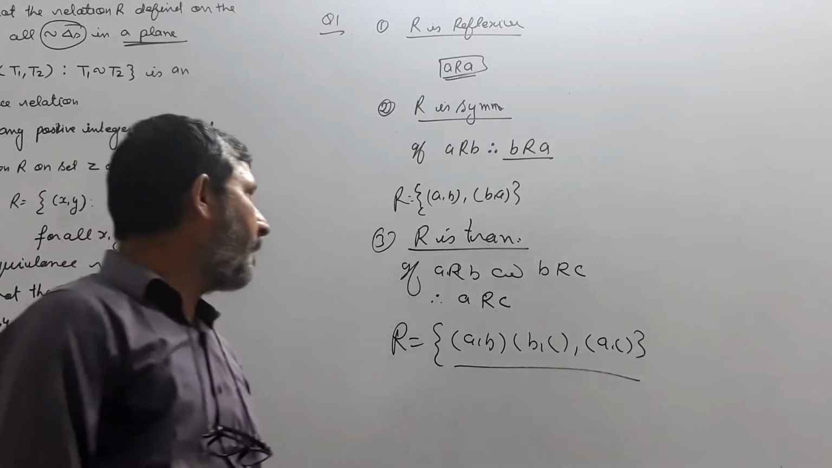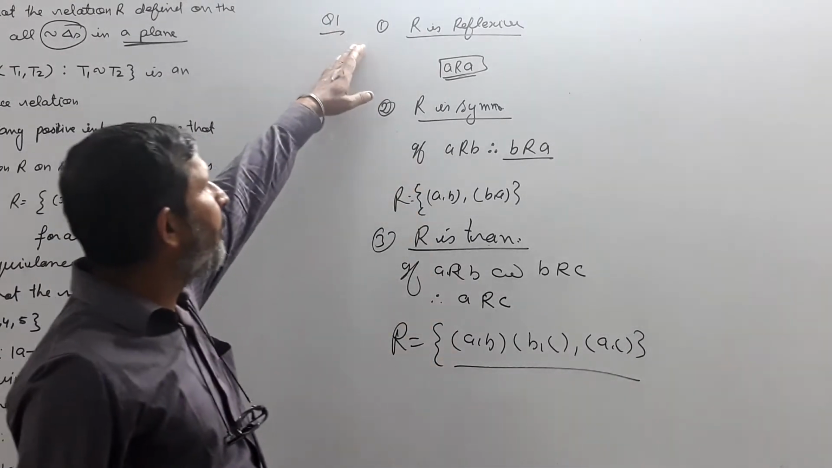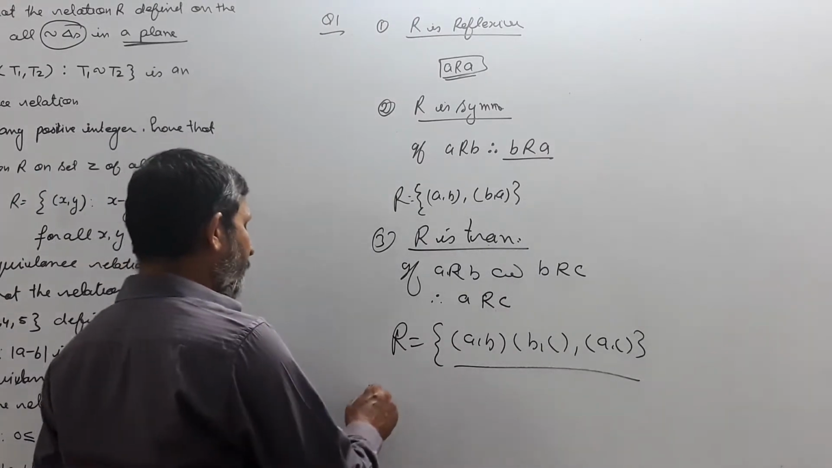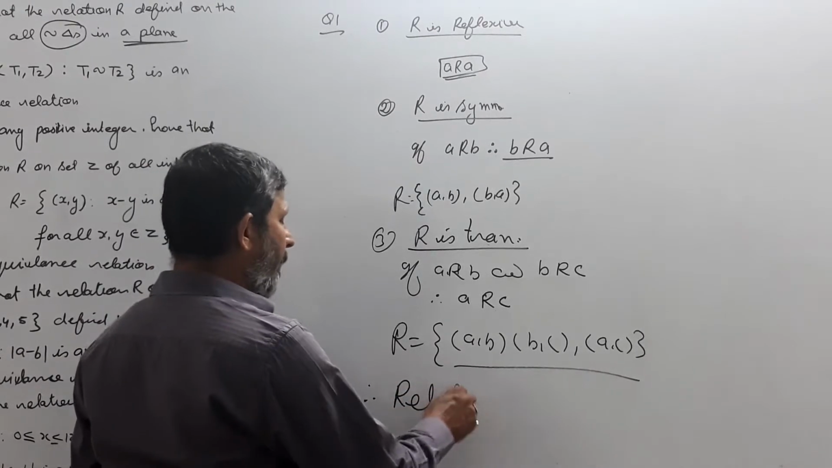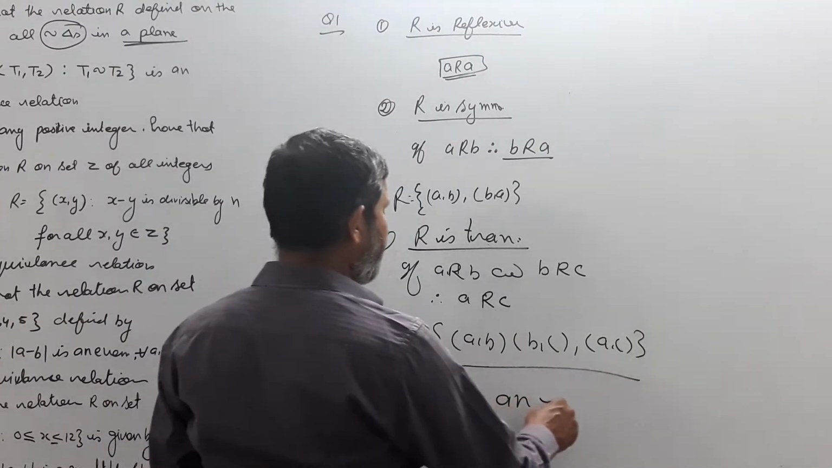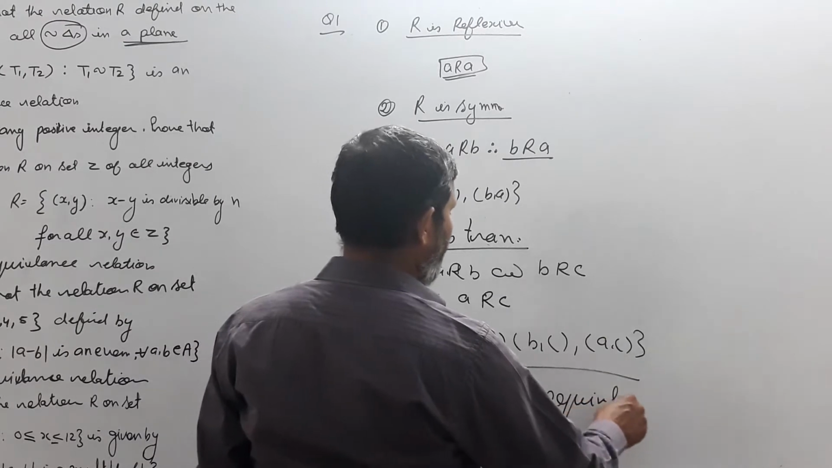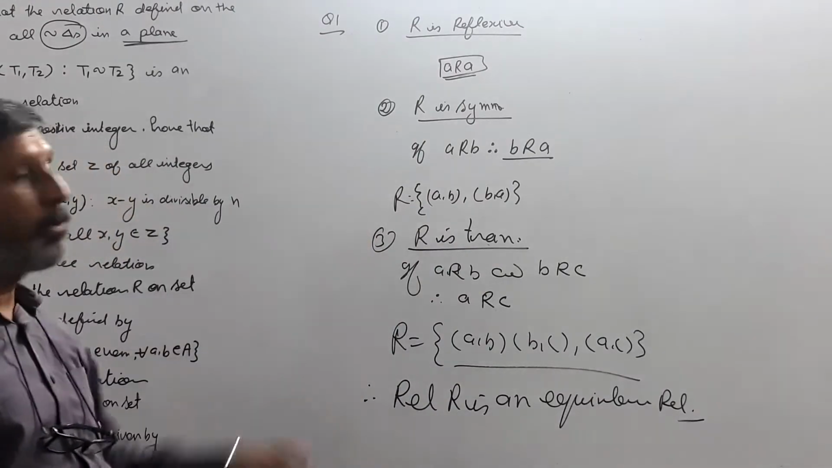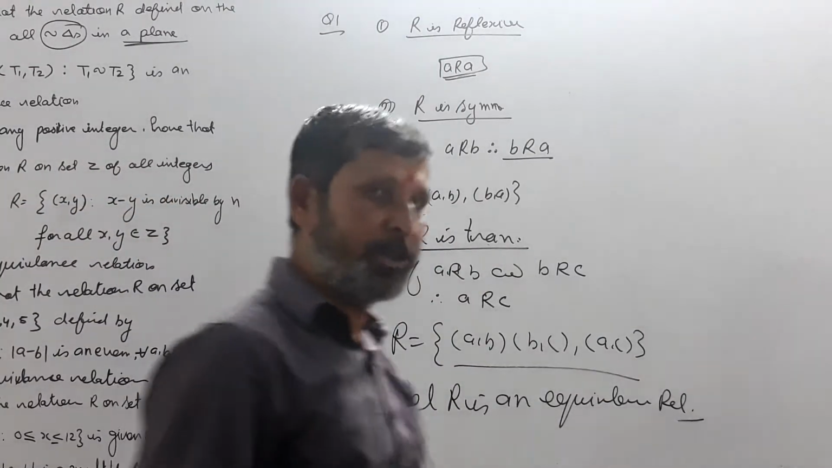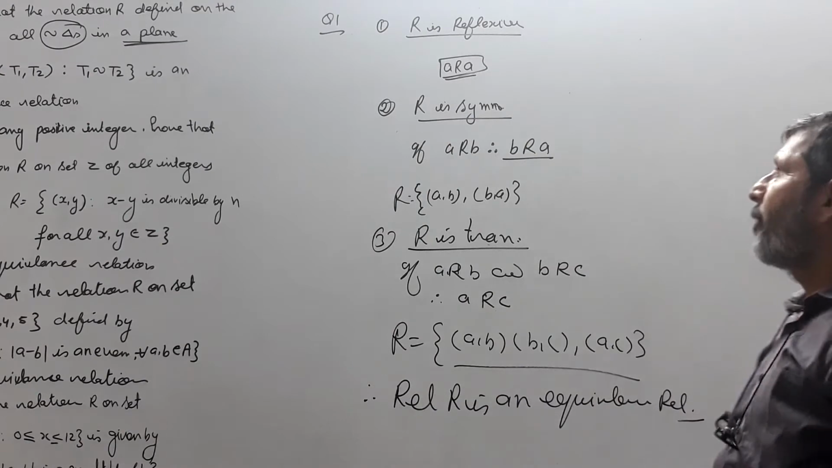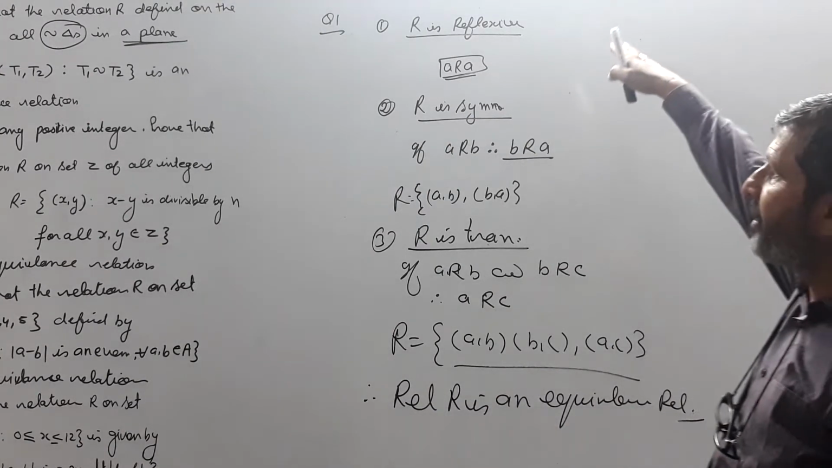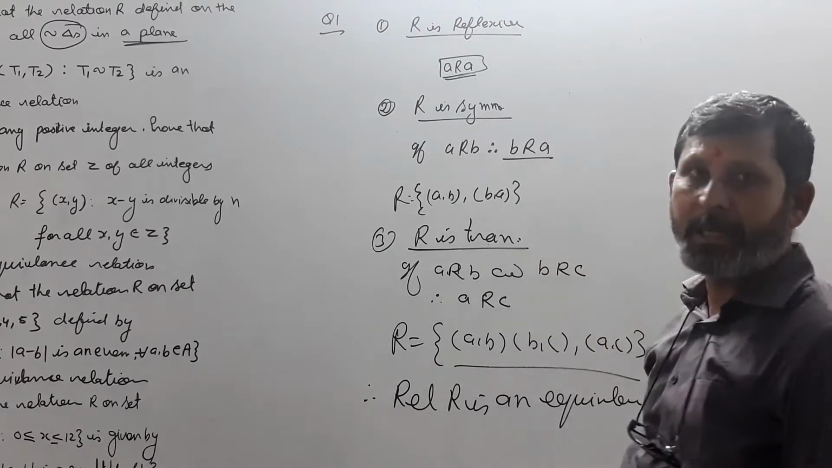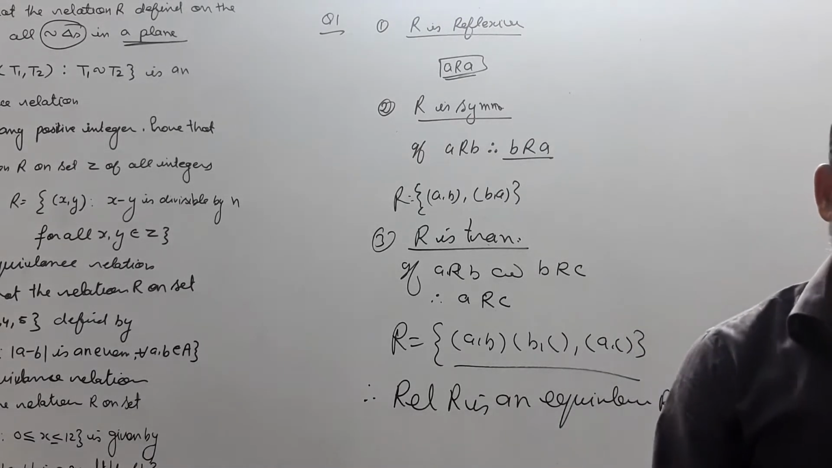If a relation is reflexive, symmetric as well as transitive, then the relation R is an equivalence relation. Therefore, out of these three, if any one is not satisfied, then the relation is not an equivalence relation. If a relation is an equivalence relation, then it is necessary that the relation is reflexive as well as symmetric and transitive.